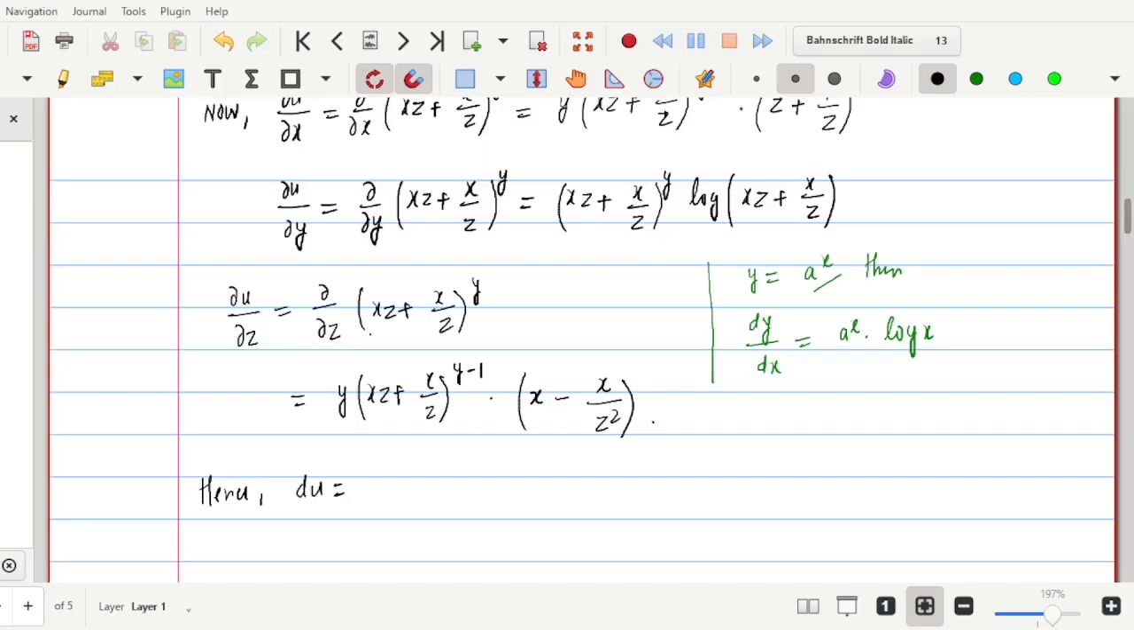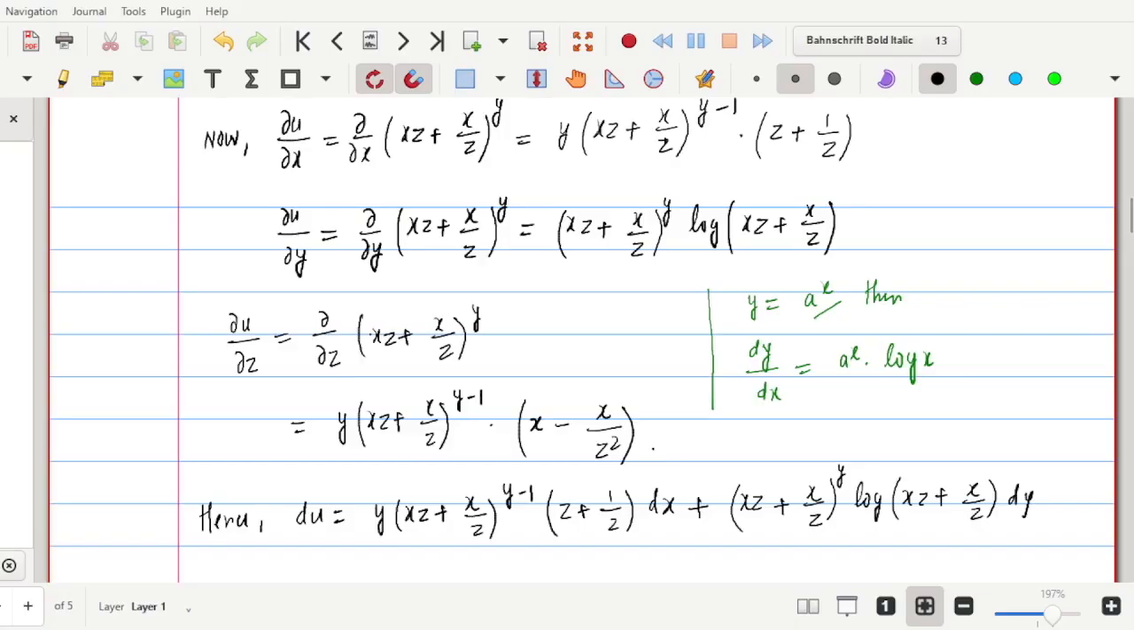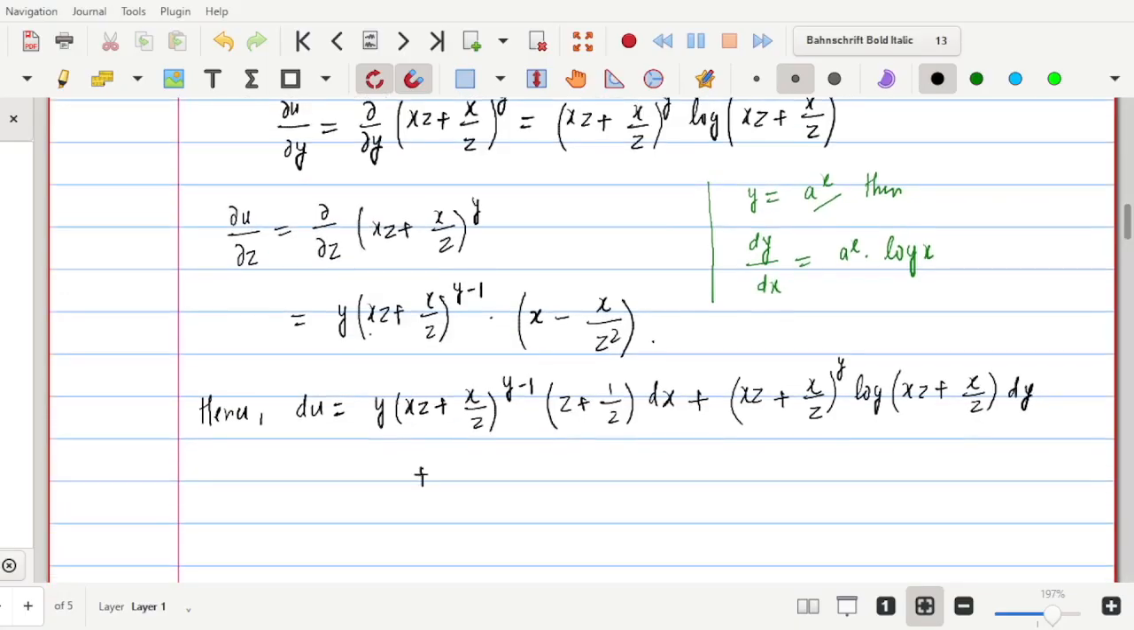Now this is equal to del u by del x, and our del u by del x is equal to y into (xz plus x by z) power y minus 1 into (z plus 1 by z) multiplied with dx. Then plus del u by del y, which is equal to (xz plus x by z) whole power y into log of (xz plus x by z) multiplied with dy, then plus del u by del z into dz, and del u by del z is equal to y into (xz plus x divided by z) whole power y minus 1 into (x minus x divided by z square) into dz. So this is the total derivative of u in this case.